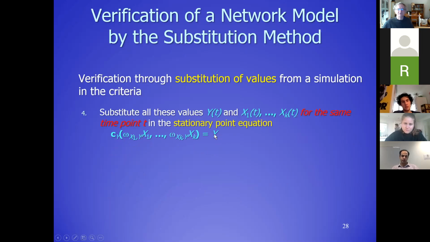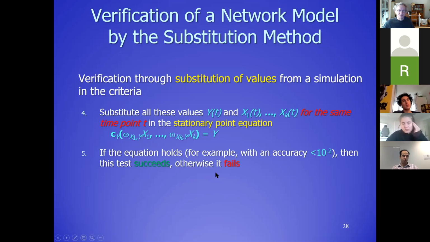And then you check whether it's true or not, or how close it is to being equal, because in the realistic case, it's never exactly equal, but it can differ like 0.01 or 0.001, something like that. And that's good. If it would differ 0.2, then it would not be good because it's a big difference. So if the equation holds with an accuracy, for example, of this, then the test succeeds, otherwise it fails.